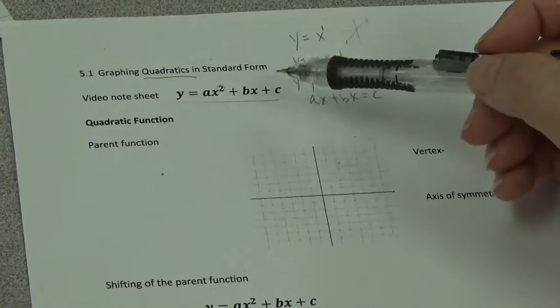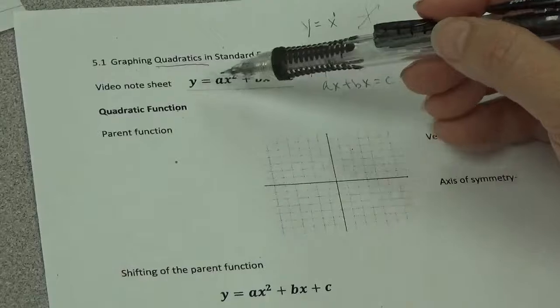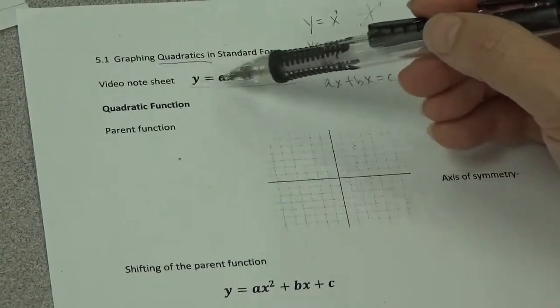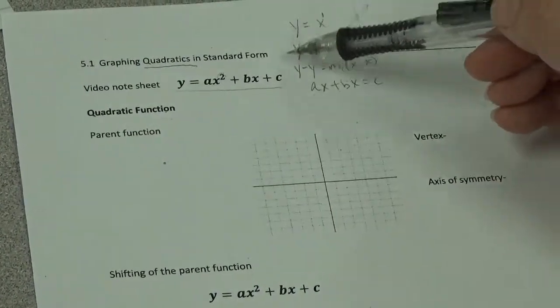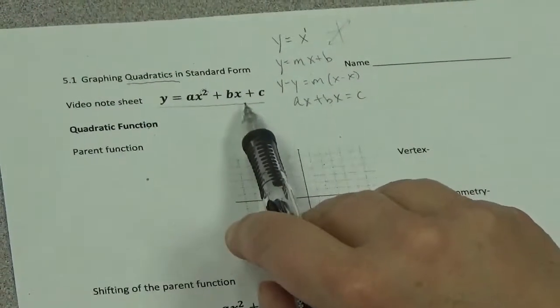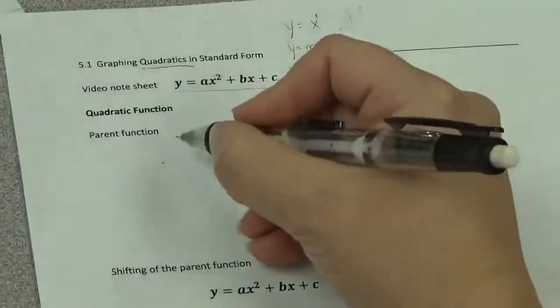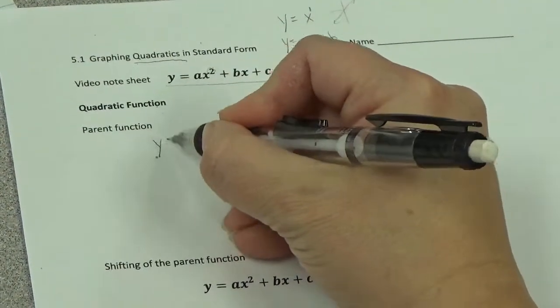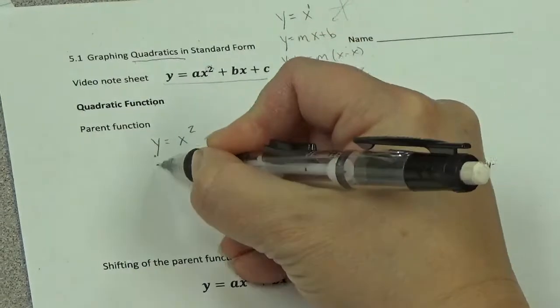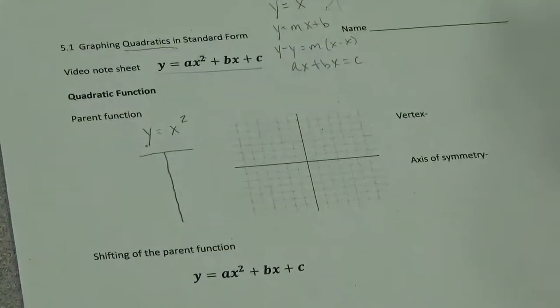And we've talked about what functions are. Functions pass the vertical line test, have exactly one output for every input. So this is just another function like a linear function, but it has different things that happen. So this is standard form. What I'd like for us to do first is talk about graphing the parent function. So we're going to graph the parent function y equals x squared. So on your note sheet, make a table, and we will graph it.